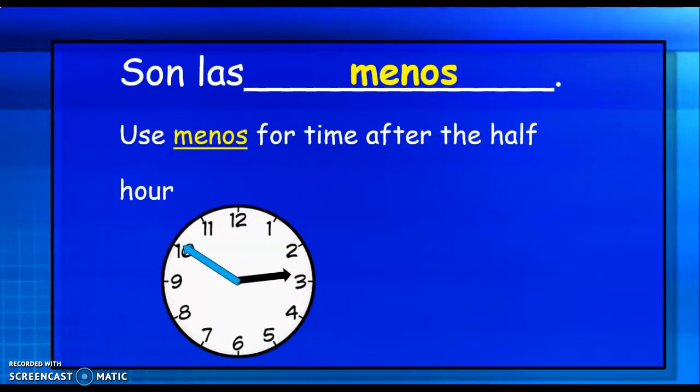If you want to talk about some amount of minutes before the hour, you can use the word menos. Menos means minus. So you can say son las 3 menos 10. In English, we would usually say it's 10 until 3, but Spanish would say it's 3 minus 10. So you would say son las 3 menos 10.